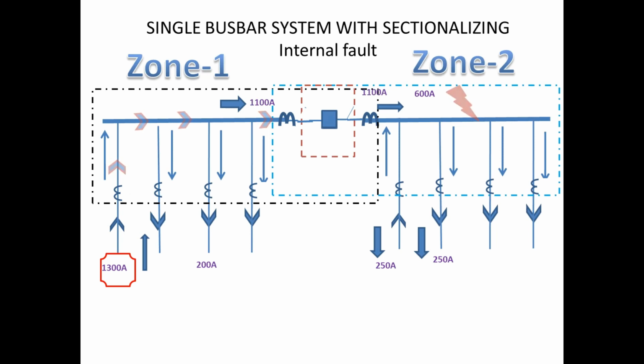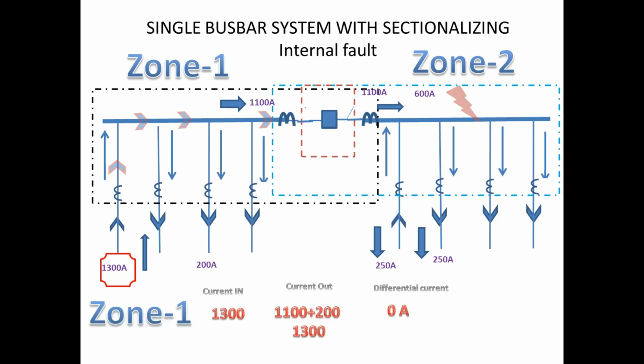Now we see zone 1. For zone 1, the current in from incomer 1 is 1300 amps, and the current out from the bus coupler and outgoing 2 is also 1300 amps, so no differential current flows here. This zone will not give any trip.